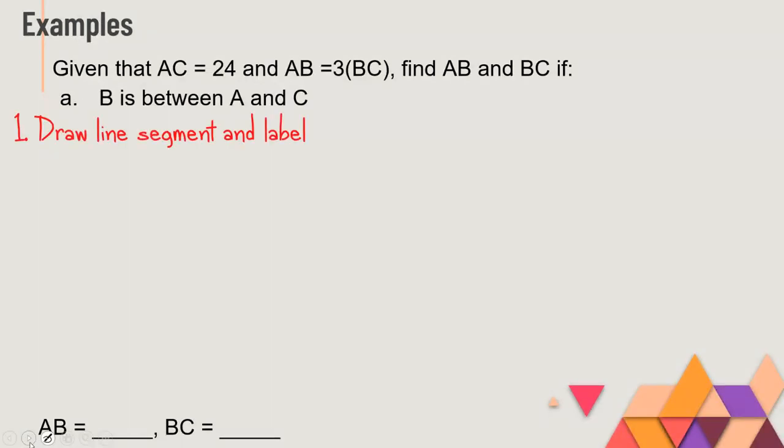See, step 1, draw a line segment and label. Oh man, my line got all messed up. Well, let's pretend that line is going straight through A, B, and C. And then label. So we know that AB is 3 times BC, and we know that AC, the total length, is 24.